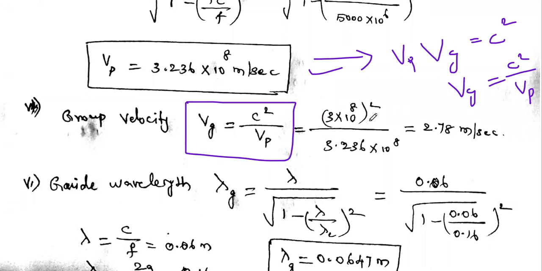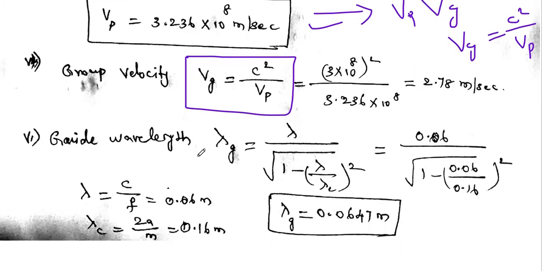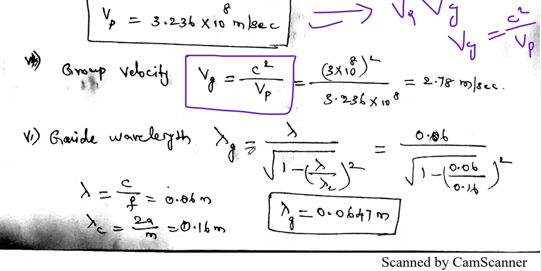So c, what is c? 3 into 10 to the power 8, divided by Vp, 3.236 into 10 to the power 8. So the answer is 2.78 into 10 to the power 8 meter per second. All velocity units are meter per second. Then the next thing, guide wavelength. The guide wavelength formula: lambda g is equal to lambda by square root of 1 minus (lambda by lambda c) the whole squared.